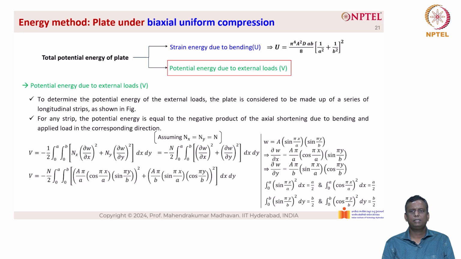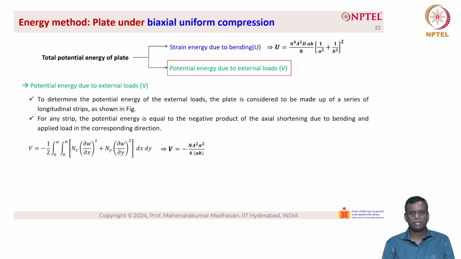We also know that integral 0 to A of sin²(pi x by A) equals A by 2, and integral 0 to A of cos²(pi x by A) equals A by 2. Similarly, integral 0 to B of sin²(pi y by B) equals B by 2 and integral 0 to B of cos²(pi y by B) equals B by 2. Using these simplified integrals, we can substitute back into this equation and we get V equal to minus N into A² pi² by 2AB the whole square into 2AB by 4, which gives rise to V equal to minus N A² pi² by 4AB.